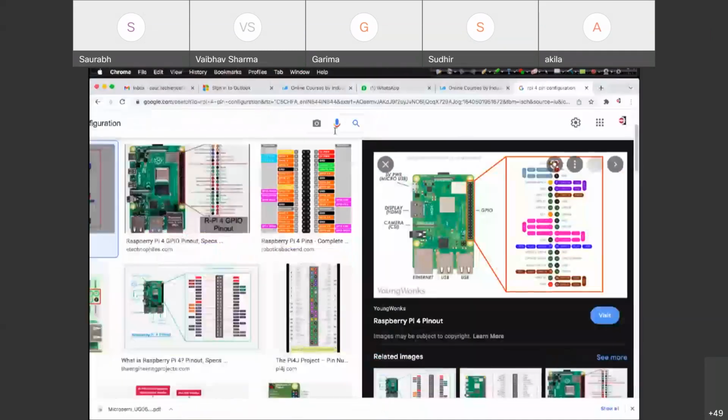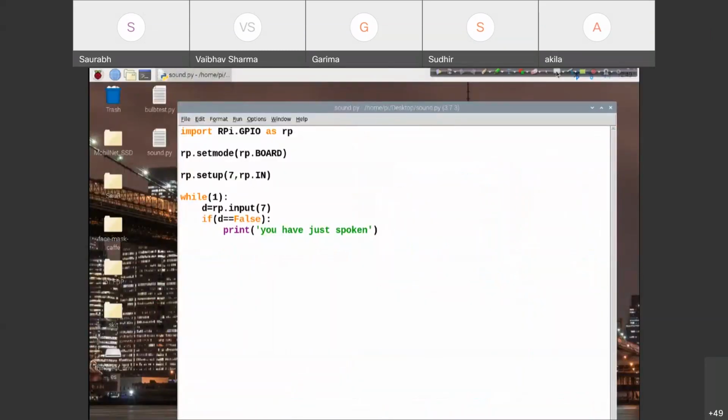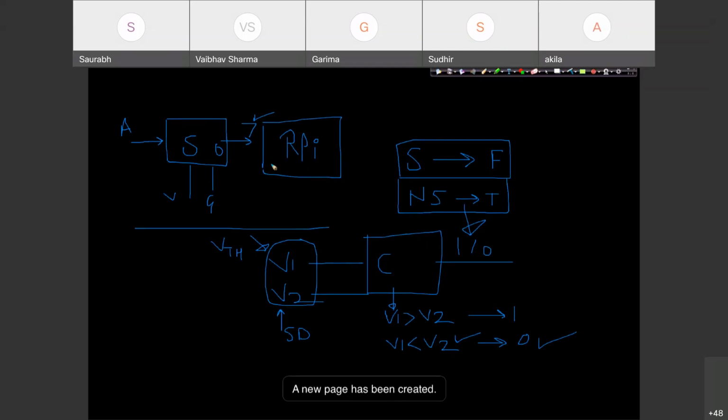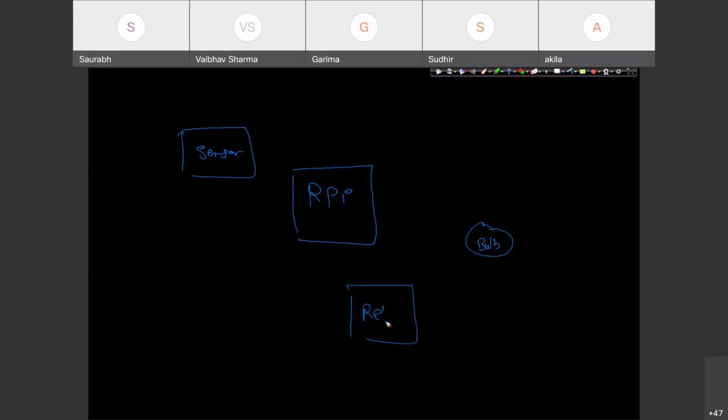Before that, let's try to understand the connection again. This will be my Raspberry Pi. This will be the sensor, and maybe this is your bulb. Here is my relay.